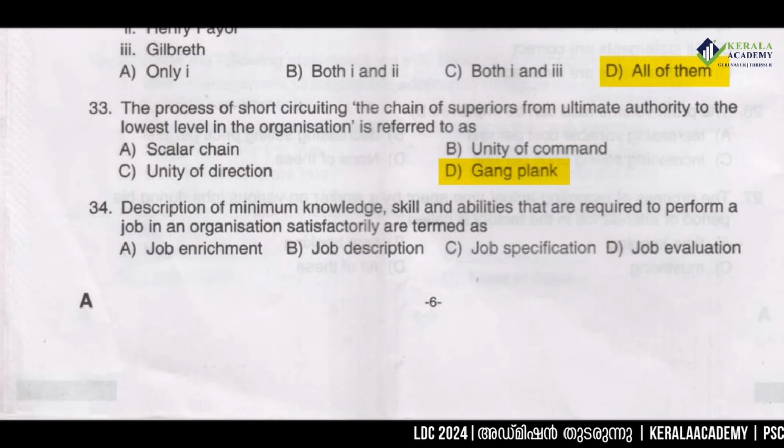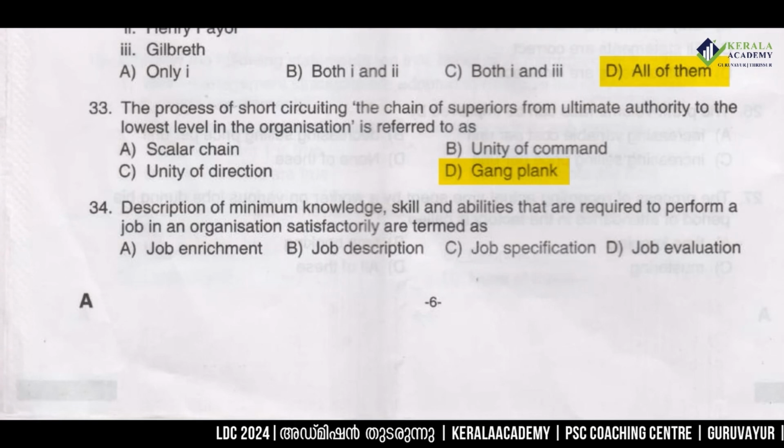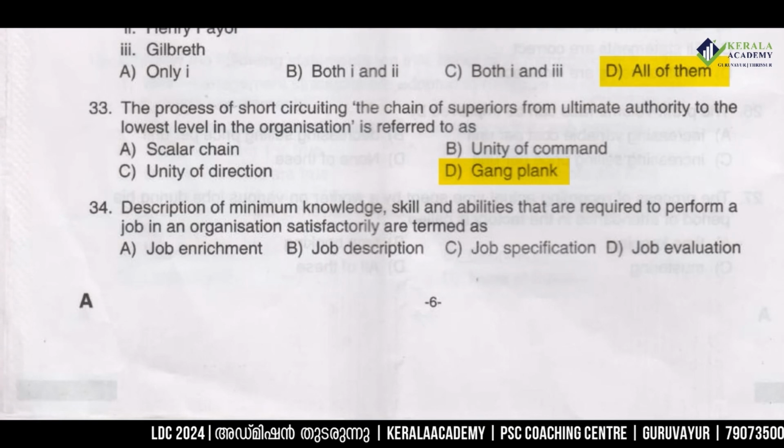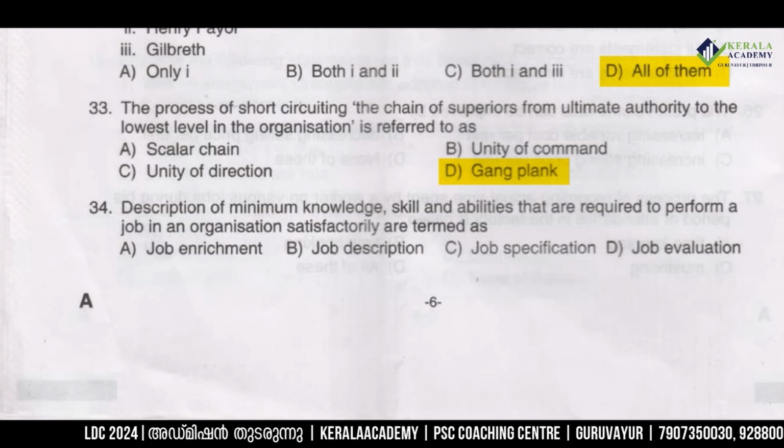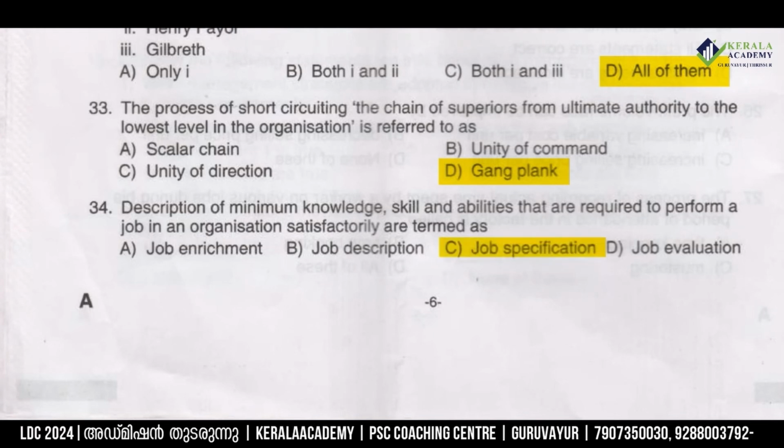Description of minimum knowledge, skill and abilities that are required to perform a job in an organization satisfactorily are termed as job enrichment, job description, job specification, job evaluation. Correct answer option C, job specification.